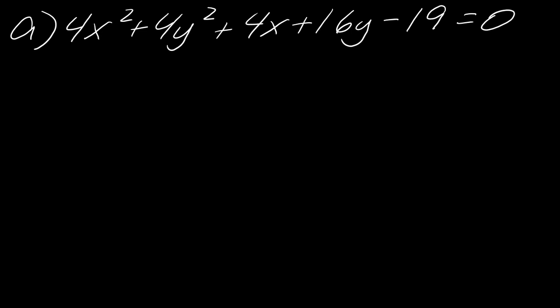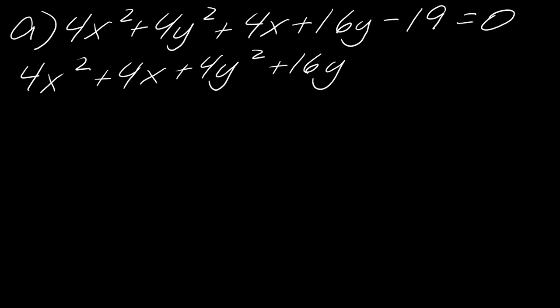I'll go ahead and start with A. This one looks intimidating, I know, because the general form does not generally have this 4. We usually start with x squared and y squared, so that's kind of odd. So we're going to do what we would normally do and rearrange everything. I'm going to put the x's together, so I've got 4x squared and 4x. I've got 4y squared and 16y, and then that 19 I'm going to send over to the other side.